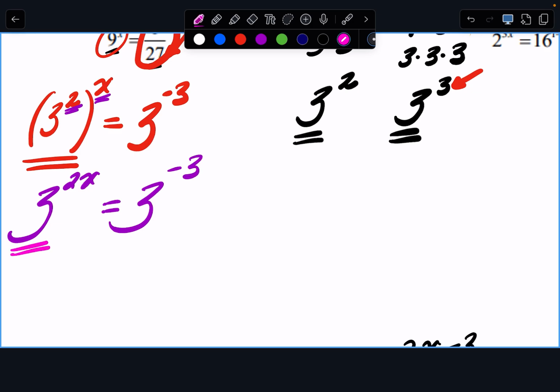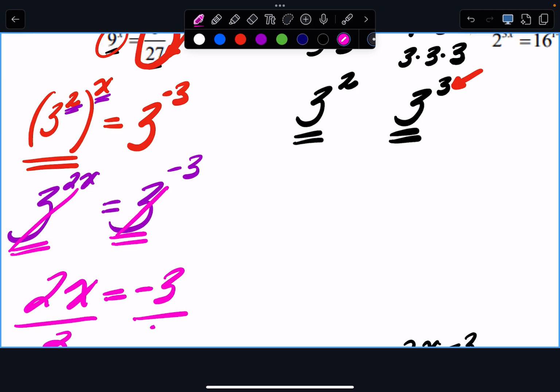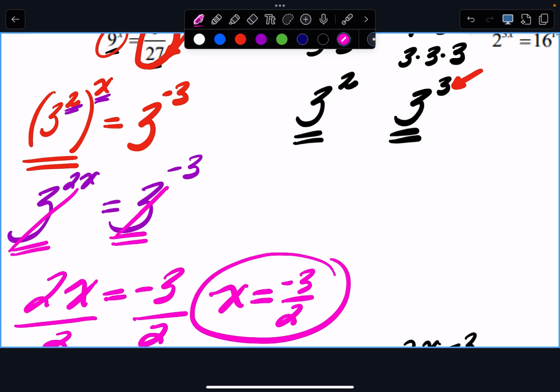And now that there's one base 3 on the left and one base 3 on the right, it only works if there's one base 3 on each side, and there is, then we can just ignore the base and solve using the exponent. So it's 2x plus, oh wait, no. So then we'll divide by 2. So x is negative 3/2.